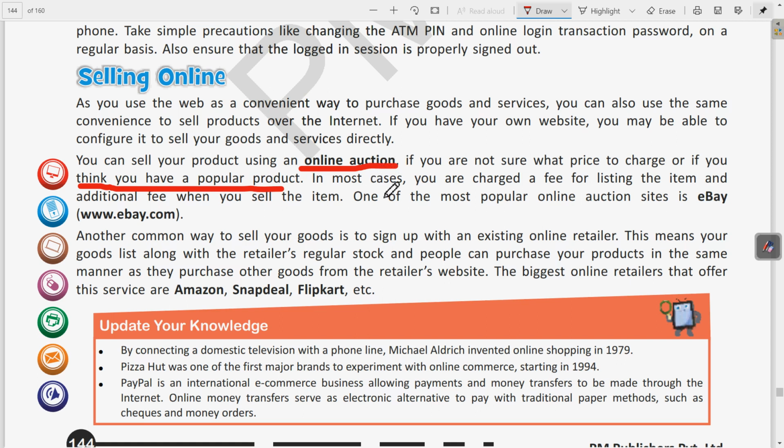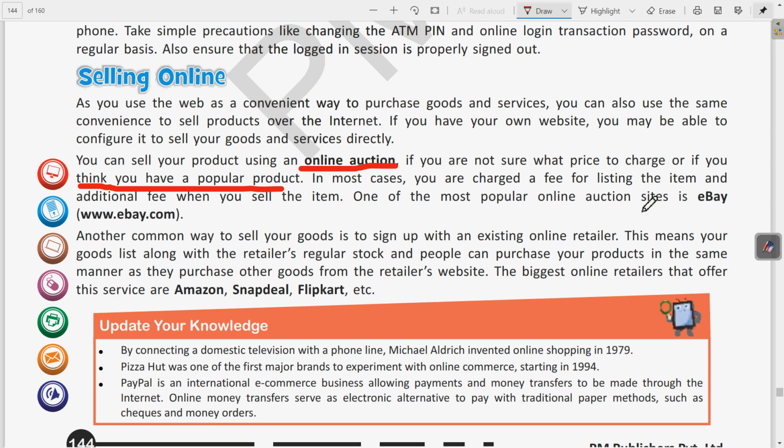Clear? In most cases, you are charged a fee for listing the items and an additional fee when you sell the item. So whenever you are using any other platform services, if we do not have our own personal website for selling the things, sometimes we have to pay some nominal fee to the website where we are listing these things, and when we are selling, a few percent of that is required as a fee for listing the things on that website.